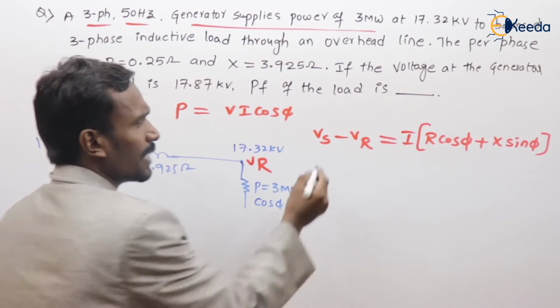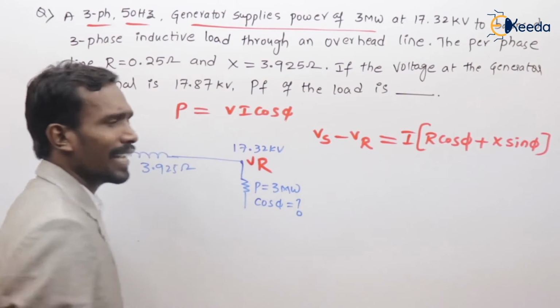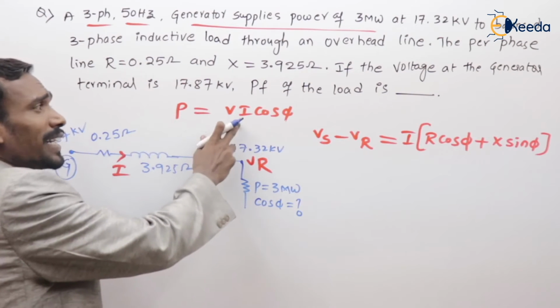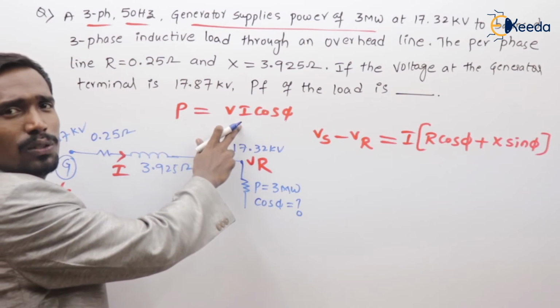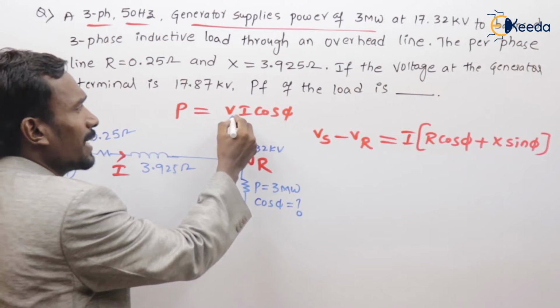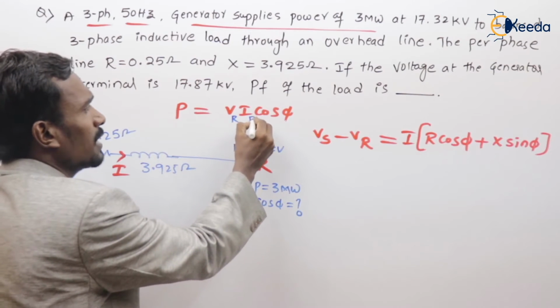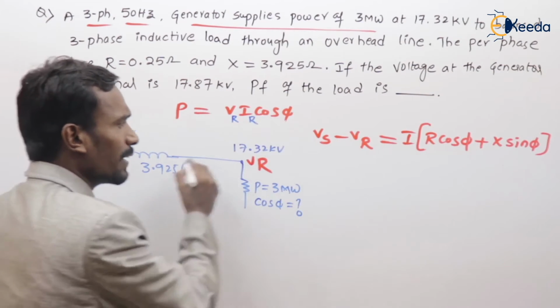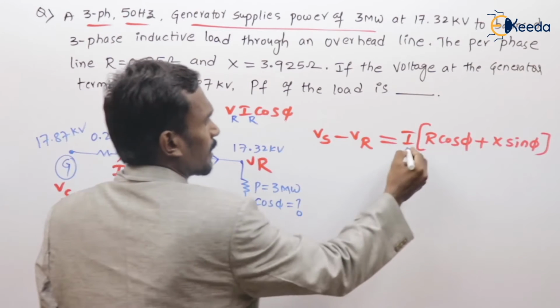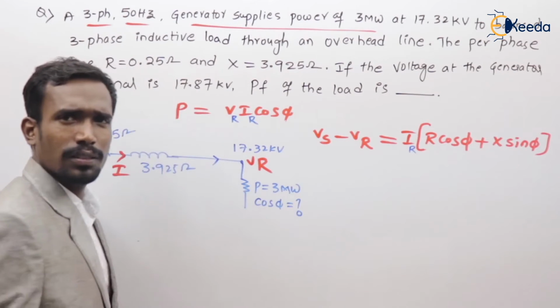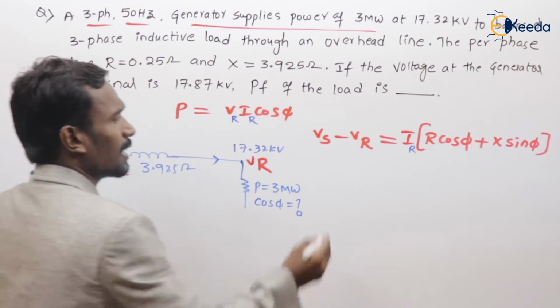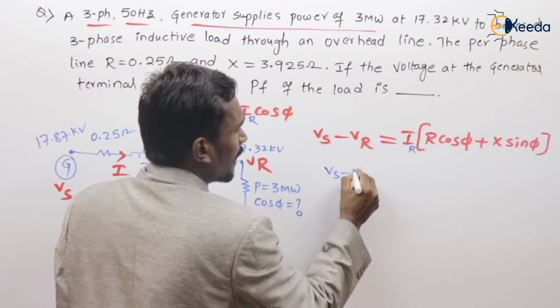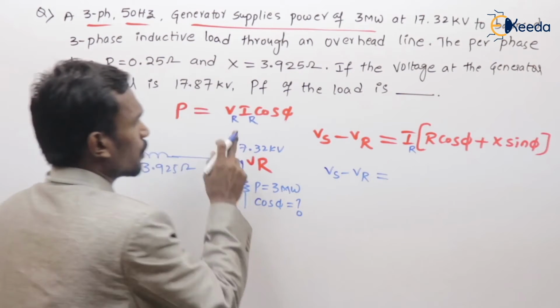Actually, we know Vs, we know Vr, but I don't know I. But from this we can find out I also. This is the receiving end voltage and receiving end current. Actually, this is the receiving end current, of course. So tell me what is Vs minus Vr equal to?